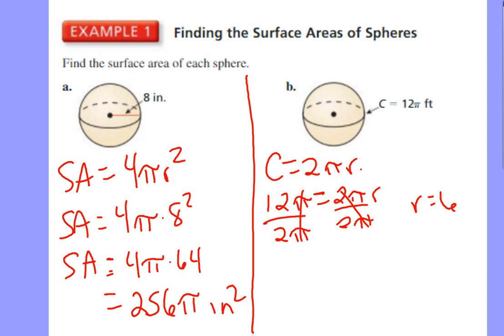The radius was 6. This is a fascinating problem of how we can show the great circle in application using the circumference to then find the surface area of 4 pi, now radius 6 squared. 4 pi times 6 squared. So we end up getting 6 times 6 is 36, times 4, 144 pi feet squared.